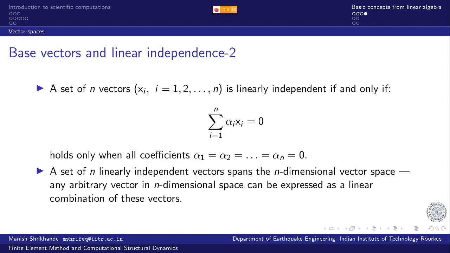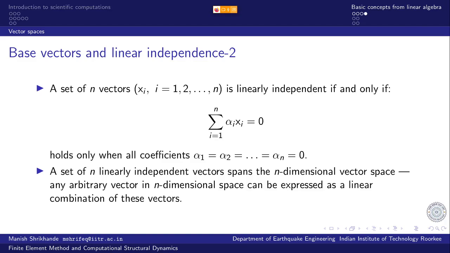So the implication is that any set of n linearly independent vectors completely spans the n-dimensional vector space. That means, and this is a very, very important statement with very deep implications, that any position vector in n-dimensional space, or any vector in n-dimensional space, can be represented as a linear combination of n linearly independent vectors.